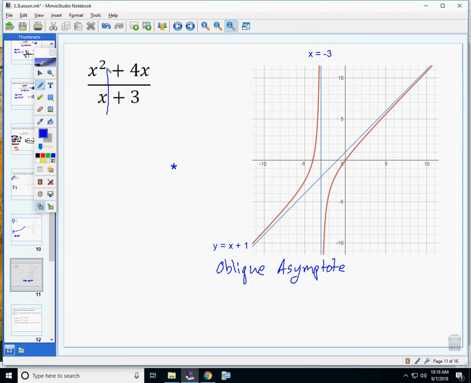We find this by dividing again. We've got x squared over x, which reduces to x, right? Which means we've got the x portion of our line. We need to find the constant portion of our line. To do that, you need to do long division.